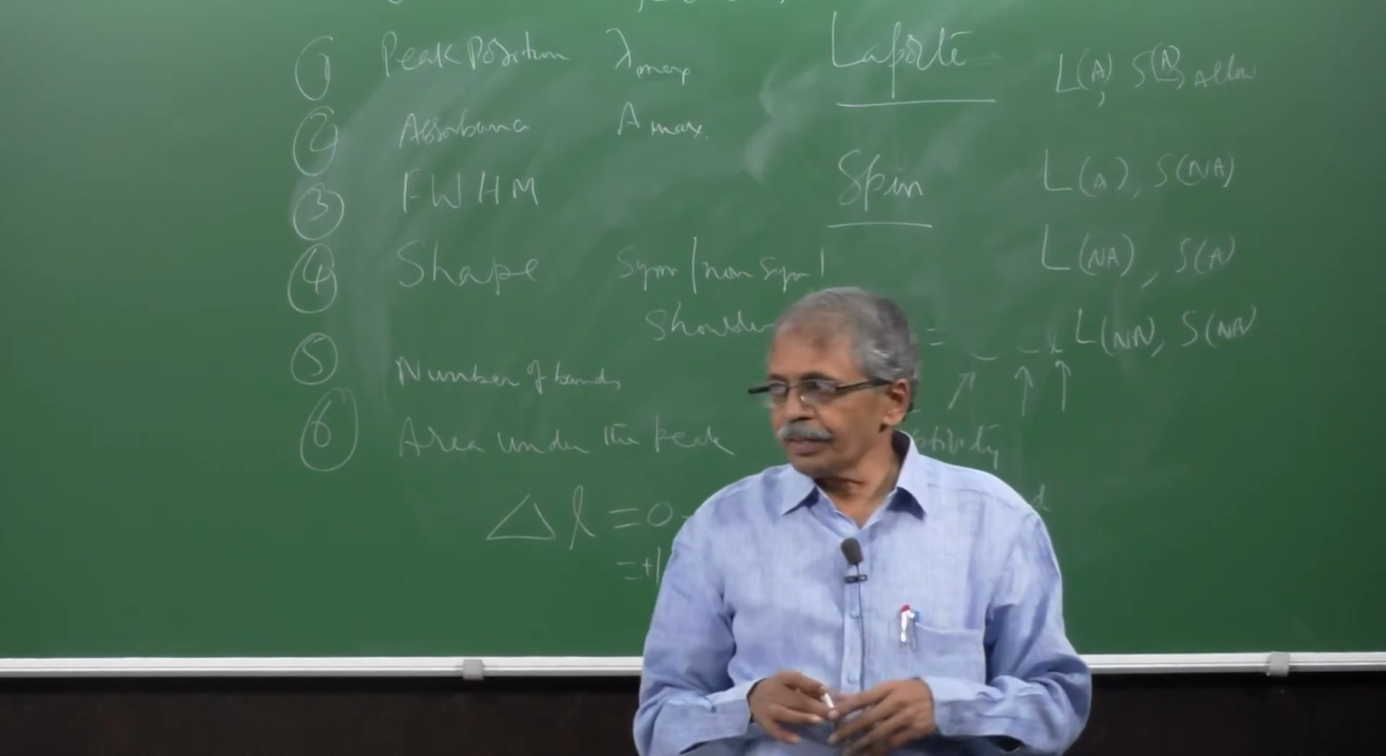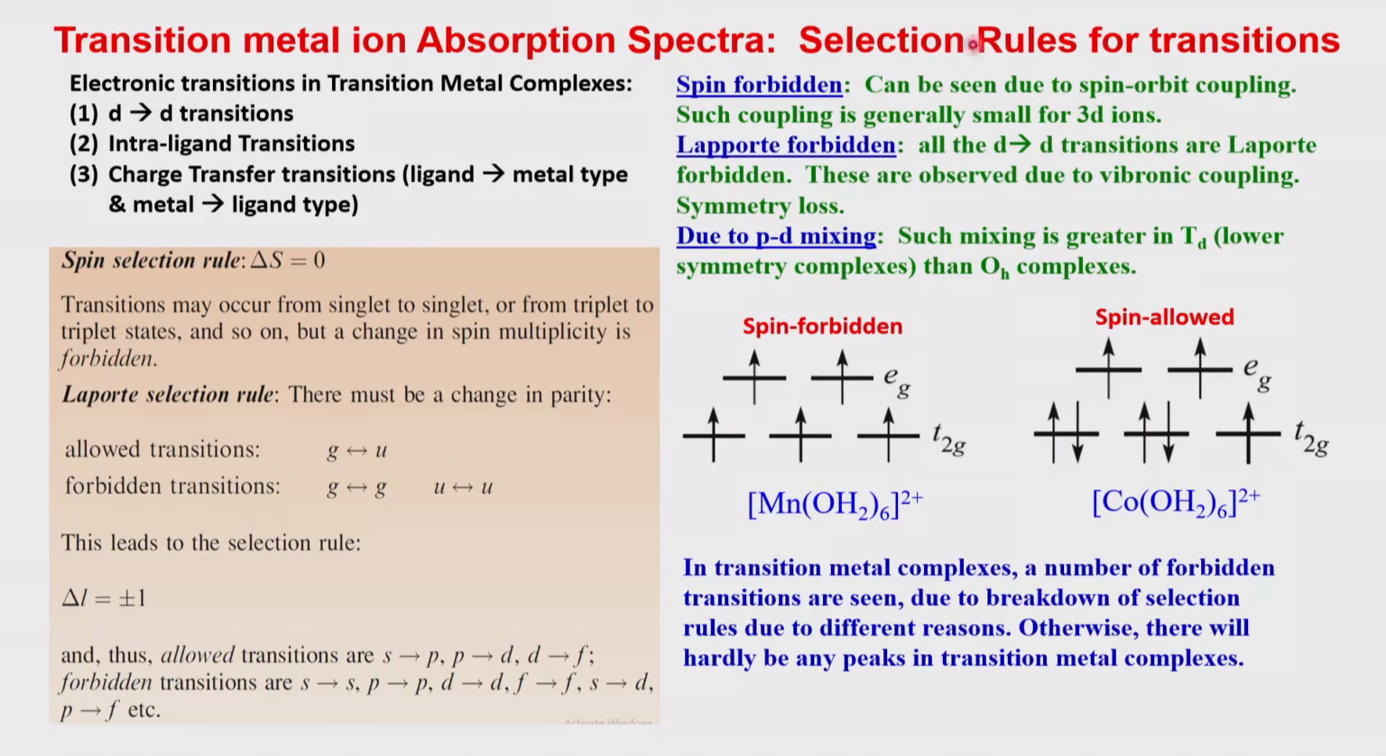Strictly speaking, spin forbidden transitions should not show, but they do because of spin-orbit coupling. Similarly, Laporte forbidden transitions should not show any transition, but you see a certain level of it because of vibronic coupling. This becomes very strong in tetrahedral complexes compared to octahedral, because tetrahedral are less symmetric than octahedral.